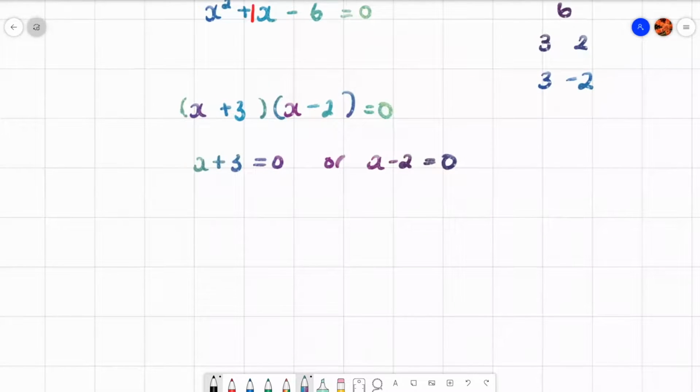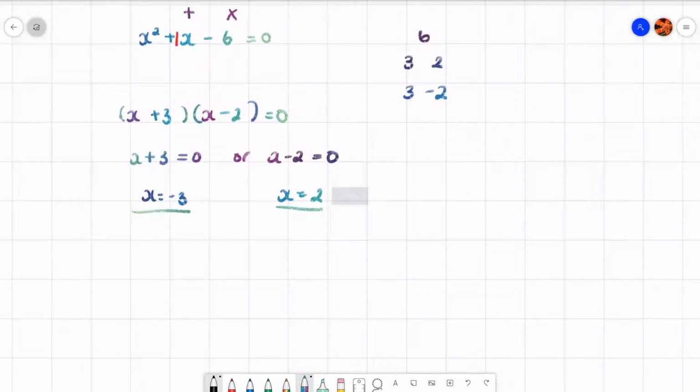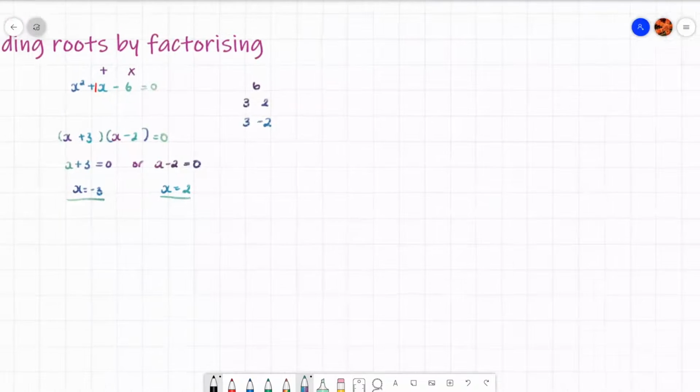Then you solve both of your little equations. If x plus 3 equals 0, what does x equal? x is minus 3, isn't it? And x is 2 for this one. And that is your root. You might be wondering, we've solved the equation, but what do you mean by the word root? So what we're going to do is plot this graph first, and then you can probably see what I mean by the root. Let's plot this quadratic equation first.